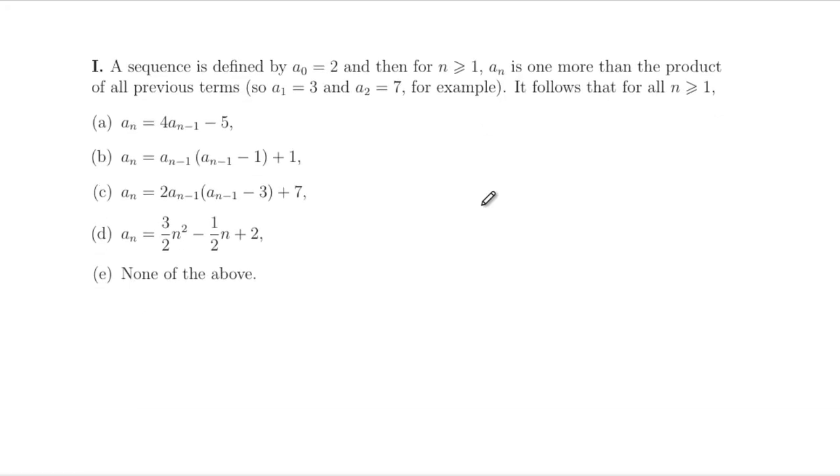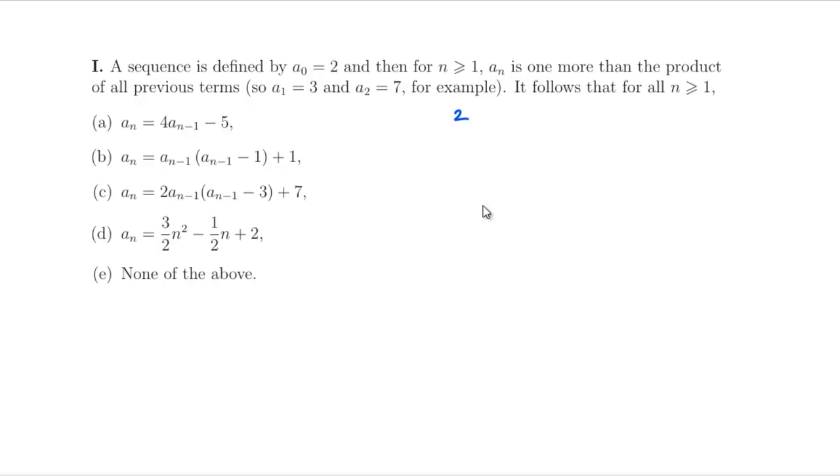Right, the sequence is defined by A0 equals 2, and then for n greater than or equal to 1, an is 1 more than the product of all previous terms. A1 is 3, so that's 2 plus 1, A2 is 7, 2 times 3, then plus 1. So what is the relationship between, well, either an and an minus 1 or an and n? Was it none of those? So what are we doing then?